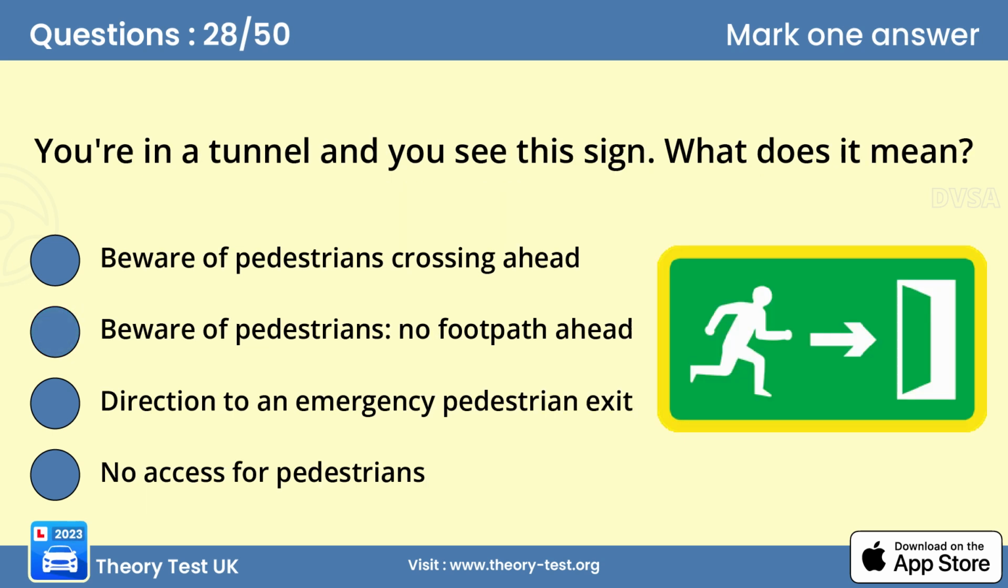Question 28. You're in a tunnel and you see this sign. What does it mean? C. Direction to an emergency pedestrian exit. If you have to leave your vehicle and get out of a tunnel by an emergency exit, do so as quickly as you can. Follow the signs directing you to the nearest exit point. If there are several people using the exit, don't panic but try to leave in a calm and orderly manner.